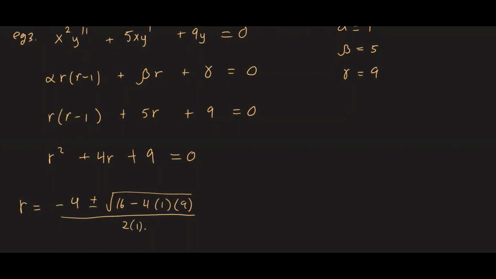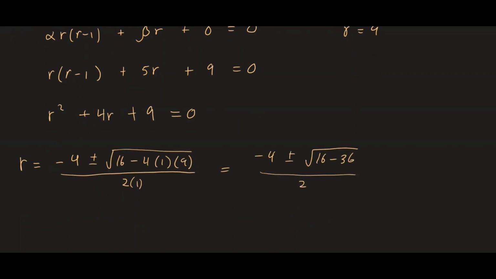So now let's simplify inside the radical. So we have negative 4 plus or minus the square root of 16 minus 36, over 2. And then we can do 16 minus 36 first. That would give us negative 20 inside the radical. So we have negative 4 plus or minus the square root of negative 20. And we see that that's a complex root. So then I can simplify this. So this is negative 4 plus or minus, I can pull out an i.